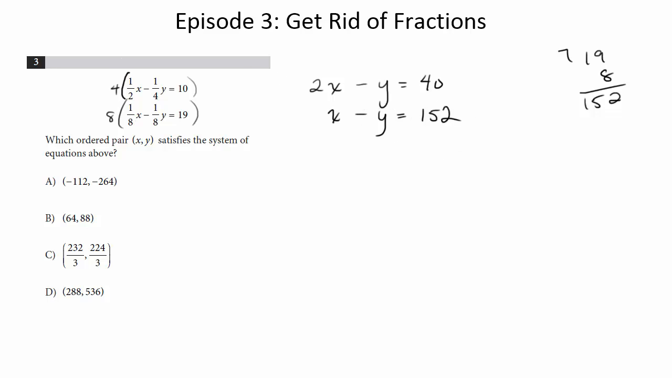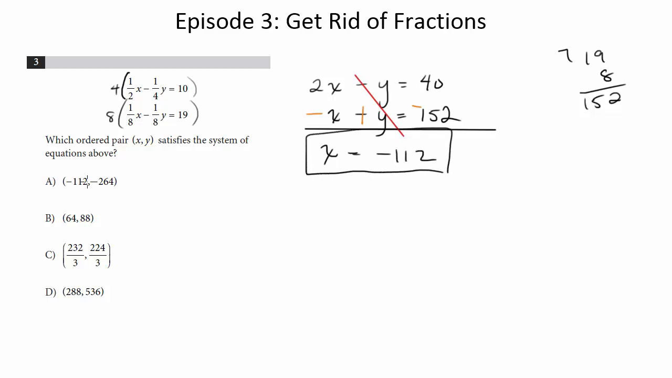So now what I'm going to do is I'm going to just change the sign of the bottom guy and then just add down. That will get me x. The y's will cancel, which is exactly why I changed the sign of the bottom guy. And then negative 152 plus 40 is negative 112. And I'm done right here because I've got x as negative 112. The only choice that has x as negative 112 as its value is choice A. So that's going to be my answer.